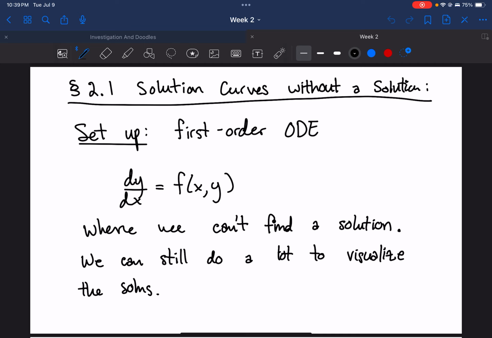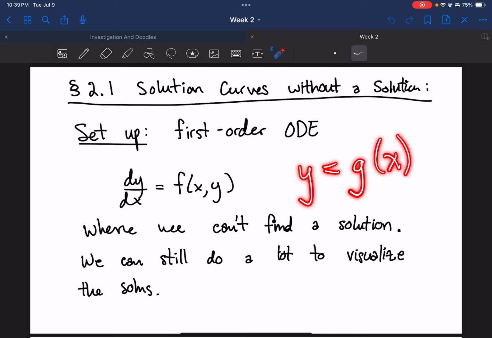Chapter 2, Section 2.1. How to find a solution curve without actually finding a solution. Sometimes you're unable to solve a differential equation exactly for a functional solution. You can't always find the function y equal to some function of x. But with the help of computers, honestly, you can find solution curves in some cases.